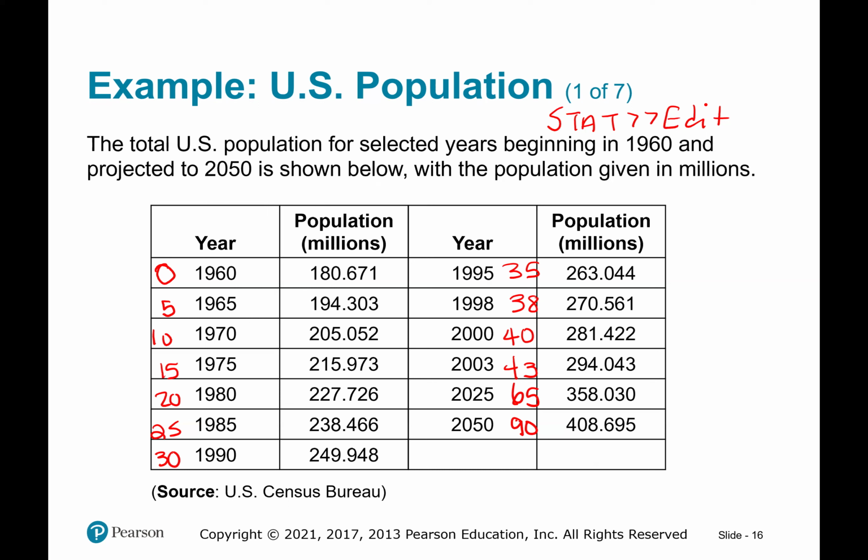And on the list too, do we put the population? Yes, the second list, L2. Now, my data is in L3 and L4 because I just used L1 and L2 for the previous example. So wherever you put your data, it's fine. But mine is going to be in a different list.